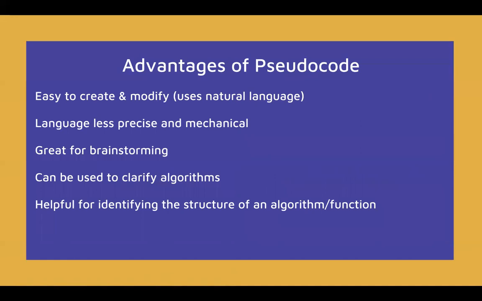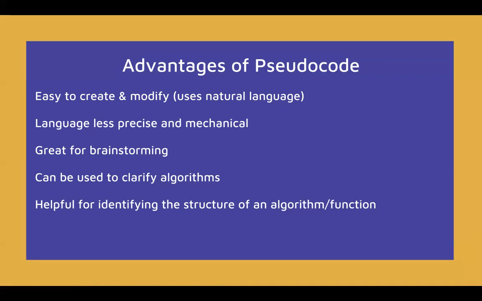Using pseudocode has several advantages. First, it's easy to create and modify, especially because it uses more natural language. This language is less precise and mechanical, allowing us to use programming terminology yet be less specific. This allows non-programmers to review proposed code, and it makes it an especially helpful tool for brainstorming about an algorithm.